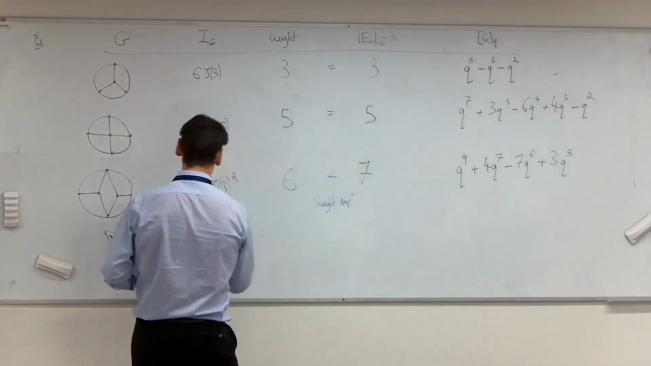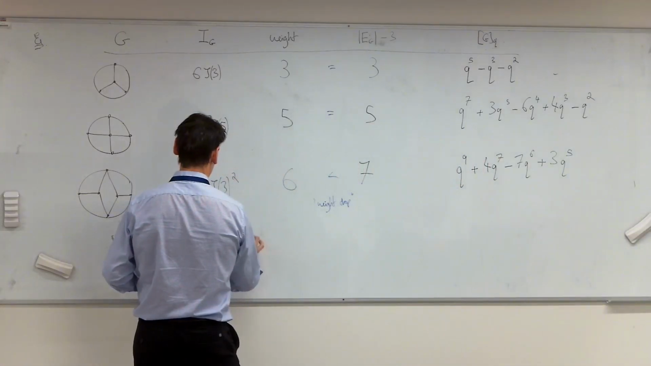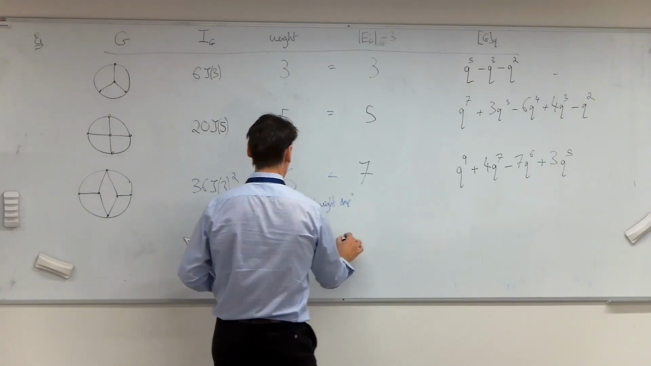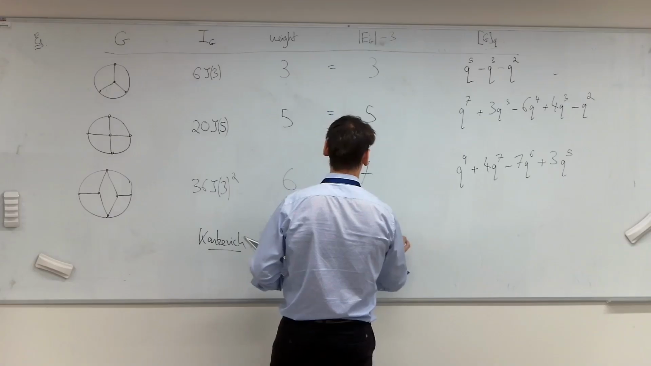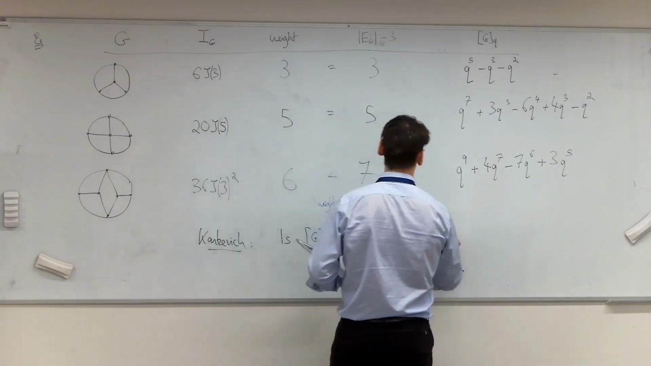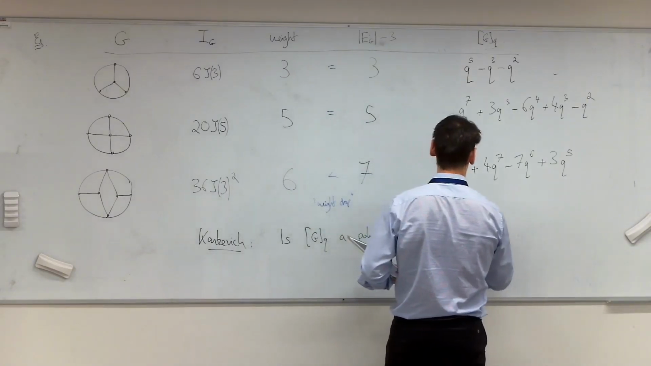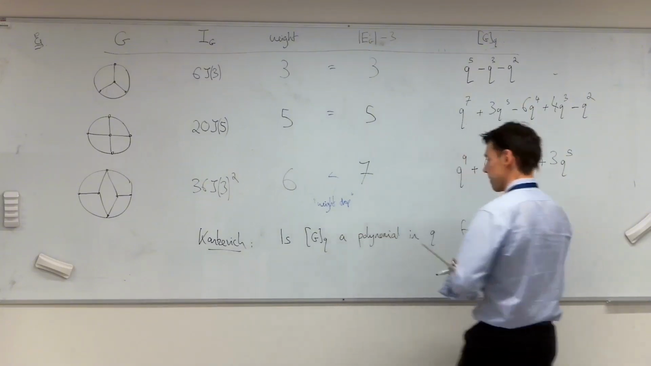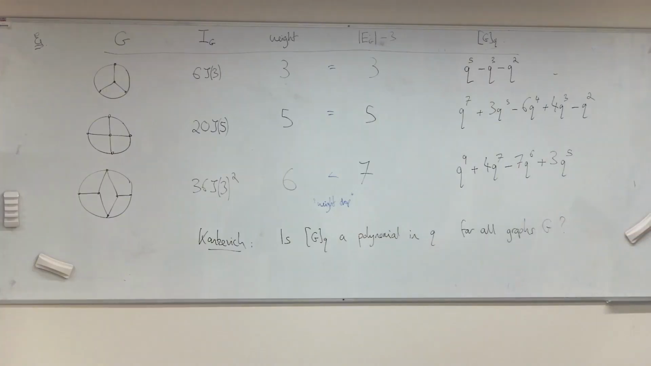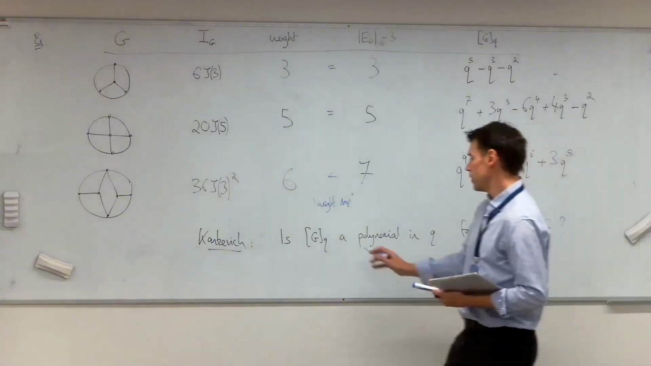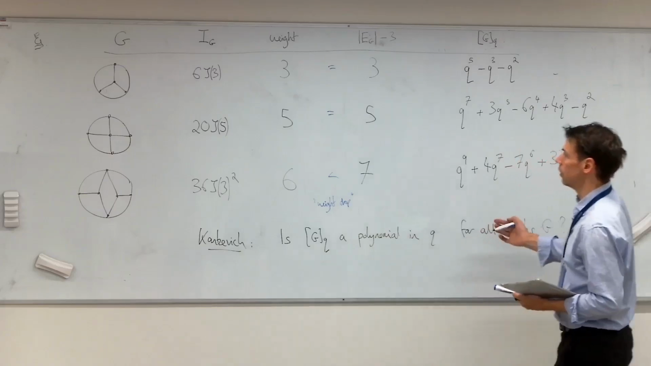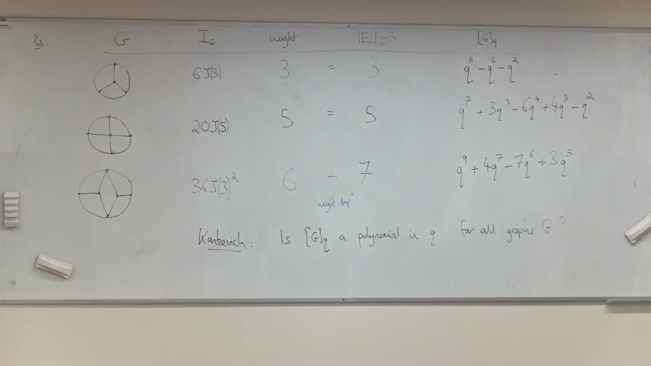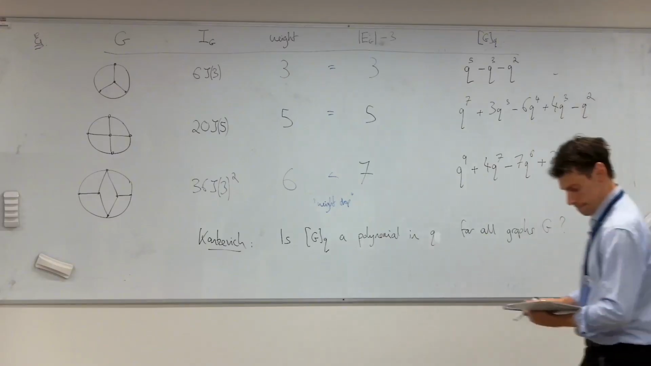And so then Kontsevich asked this question in the 90s. Is [G] q polynomial in q for all graphs G? And expecting the answer yes, because this is somehow loosely related to the question of whether these integrals are multiple zetas. It's very loose. It's not directly connected, but it's a similar type of question.